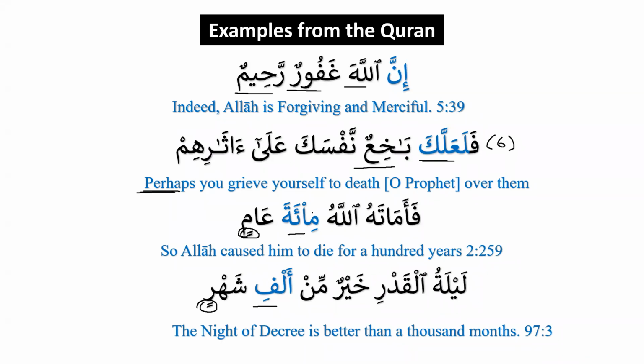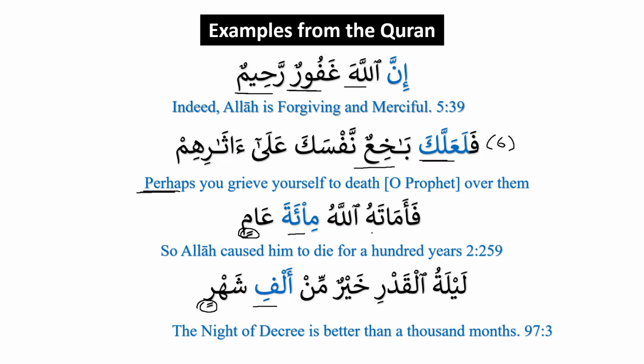And we know that the ending of mudaf will change. It can be marfu, mansub, or majroor. But mudaf ilayh is always majroor. For example, here miyata is used as, since it's time, it's dharf. So dharf is used as mansub. That's how we can remember it easily.